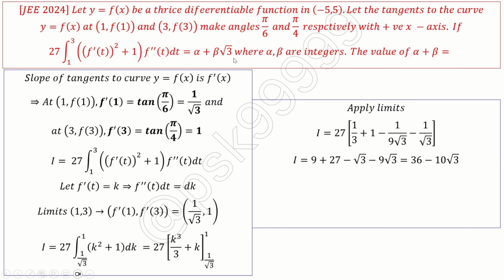This is in the form of alpha plus beta square root 3. So my alpha is 36, beta is minus 10, alpha plus beta is 26. That's the answer. Okay, this is a very simple integration problem. Only thing is looking at the text, yeah, don't think it is a tough problem. Okay, next.